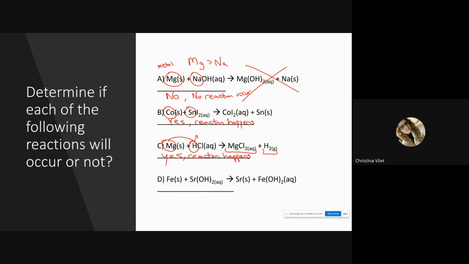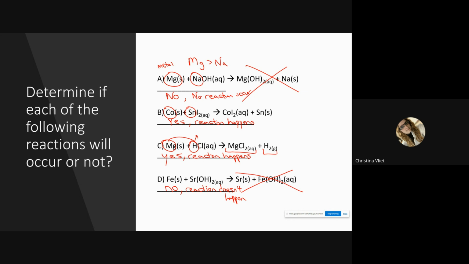And then this one, Fe plus Sr(OH)2. Iron versus strontium. Take a look at your list. Remember, you're allowed to use that. You're going to have a copy of that on your next quiz and your next test. Is iron strong enough to replace strontium? Yes or no? Iron is weaker than strontium, right? Because it's below it on the list. And so the answer is no. Reaction doesn't happen, meaning you don't make these products. You don't make anything. You just have what you had to begin with. See me crossing it out. It's just no reaction. It doesn't happen.